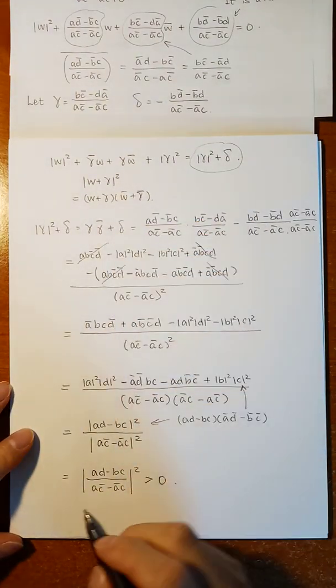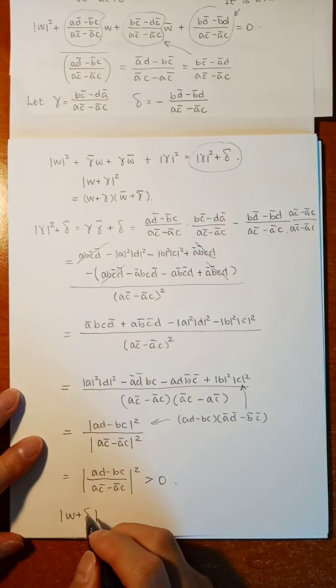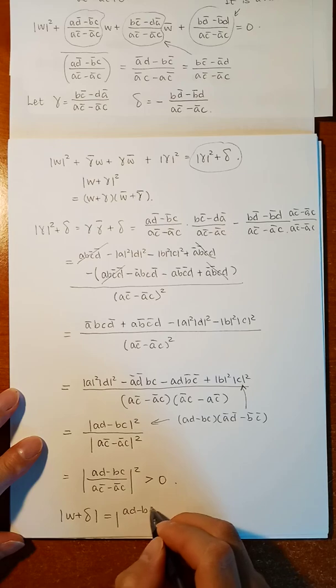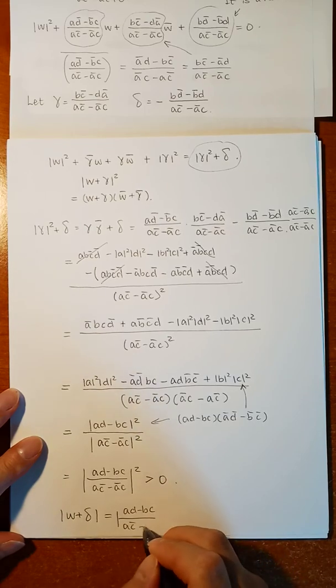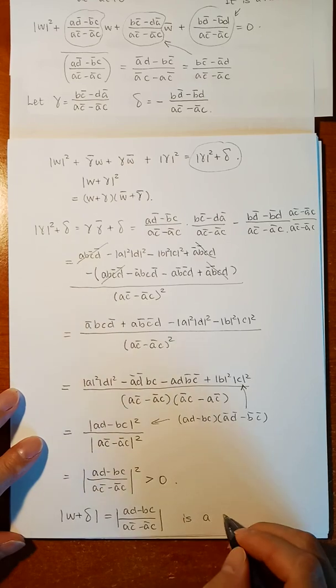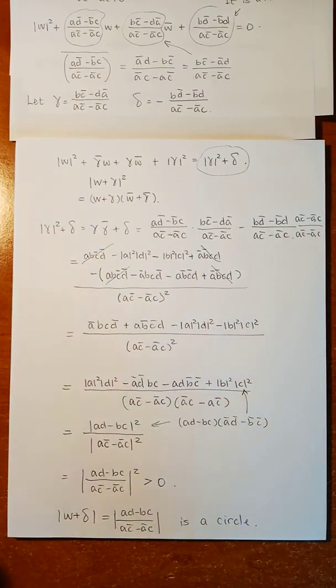So what do we get? We get W plus delta is equal to the modulus AD minus BC over AC bar minus A bar C, which is a circle. Okay, so that's it. That is the whole proof.